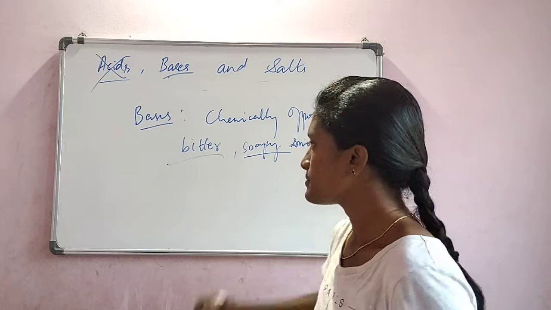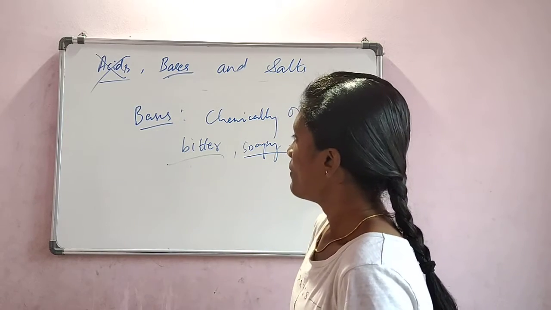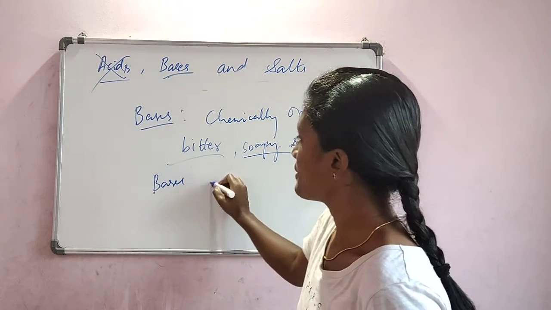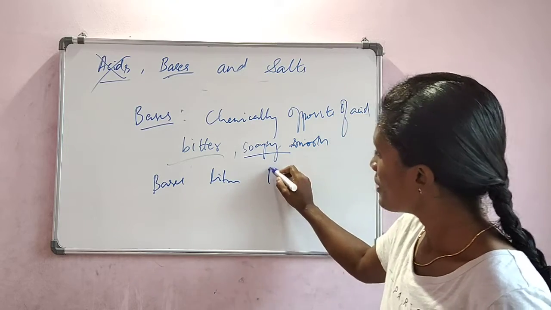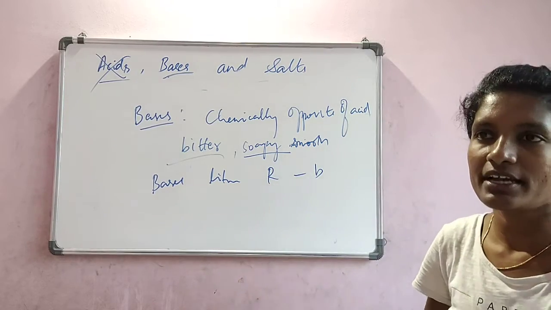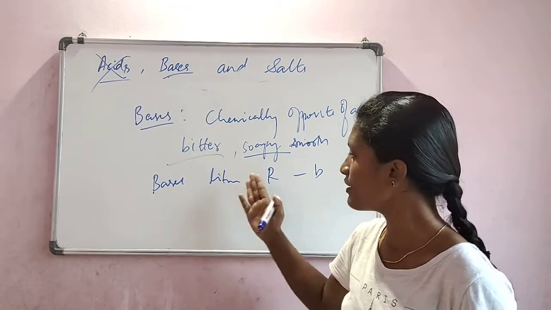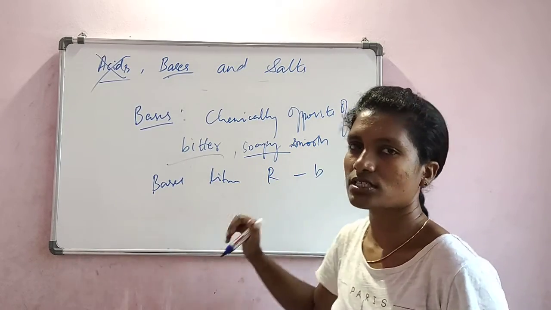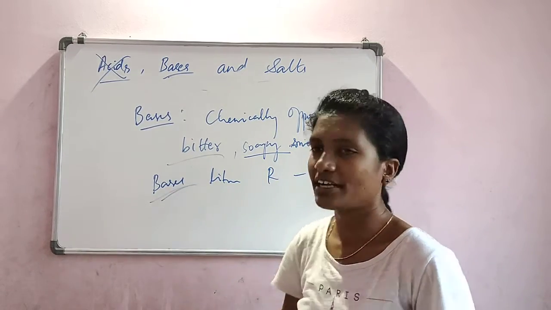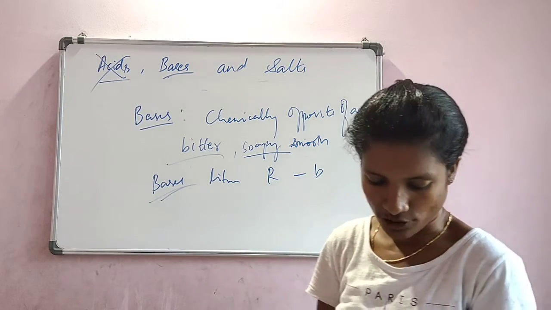And bases turn the litmus paper from red to blue. It turns the indicator litmus paper from red color to blue color. So this is an indication to identify whether the given solution is an acid or a base.